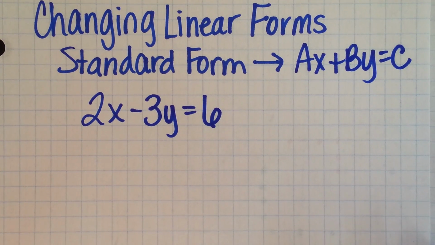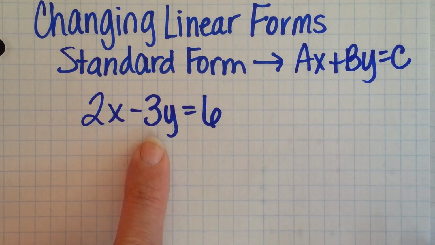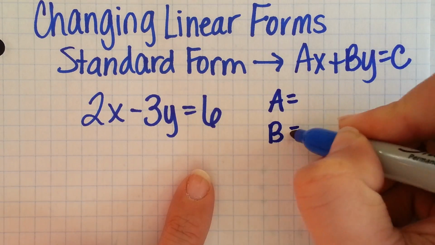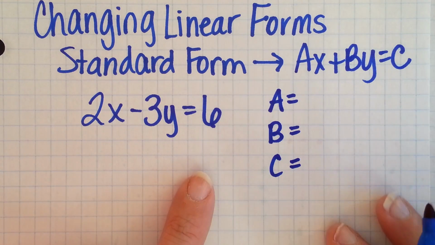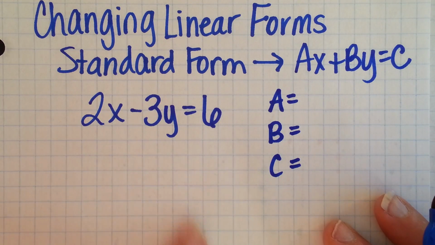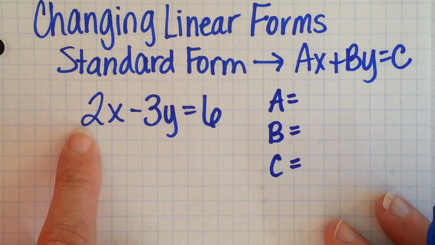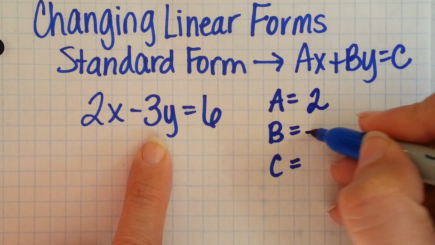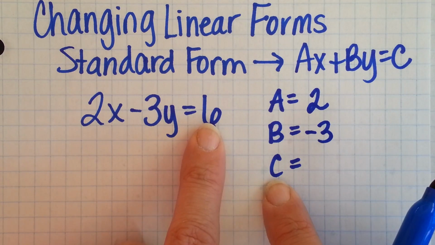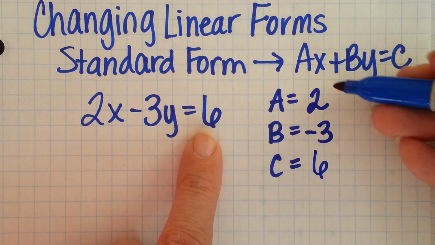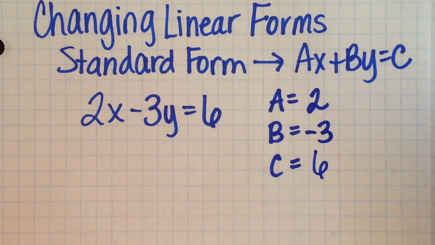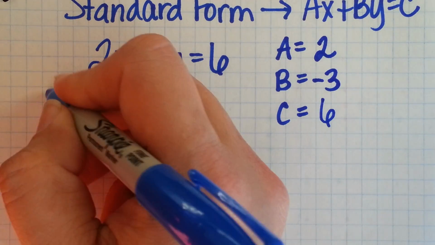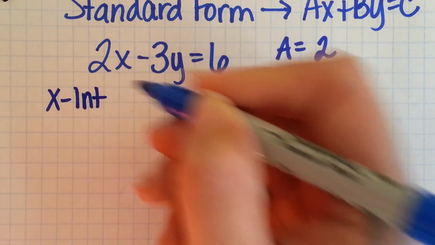Now, generally when I'm looking at standard form, I know I have an a, b, and c. Remember, a, b, and c don't tell us anything by themselves, but we can use those shortcuts to find our x-intercept, y-intercept, and slope. So first, we're going to put what a is. A is 2, b is negative 3, and c is 6. Those don't tell us anything by themselves, but they do allow us to find some other information.